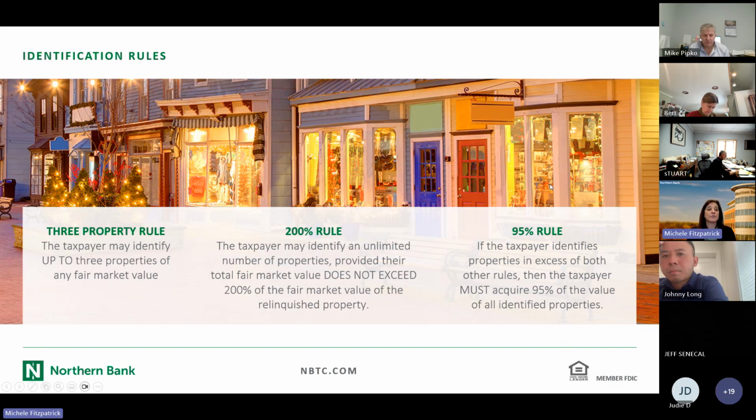The 95% rule is used in very specific examples, mostly for DSTs, and we're going to get into that today. But the 95% rule essentially says that you can identify an unlimited number of properties for an unlimited value. But once you identify those, you have to buy 95% of the properties that you've identified. So it's very prohibitive in that respect, because you have to be very certain that you're going to purchase all of these properties.